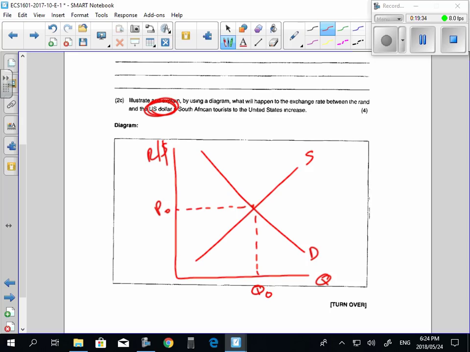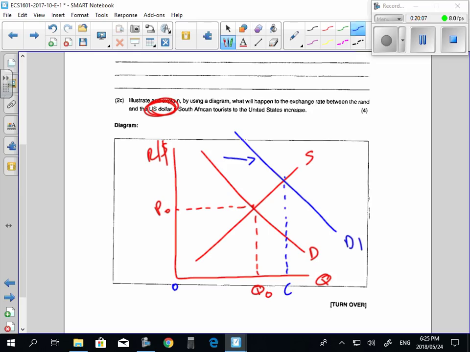So basically what I'm saying is when you travel to America and spend dollars, the demand for dollars increases on the foreign exchange market. Now to show that on your graph, what is an increase? You move further away from the point of origin. So we're going to shift the demand curve to the right. Now, when you shift the demand curve to the right, you move to a new point of equilibrium. All right, and look where our new point of equilibrium is.